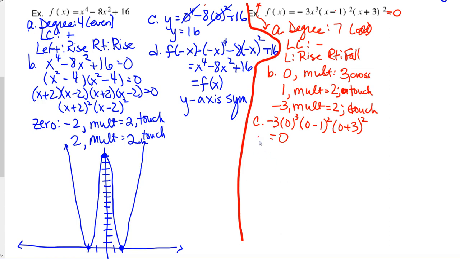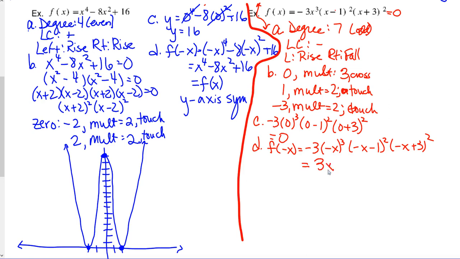So let's see if I can squeeze that in here. I don't have much room on the left or on the right. If I put negative x into my function, what I get is negative 3 times negative x cubed, and then a negative x minus 1 squared, and a negative x plus 3 squared. And I have to make sense of all of this. Whenever I look at this negative x to the 3rd power, a negative times a negative times a negative is going to be a negative x cubed. Times this is going to give me a positive 3x cubed.